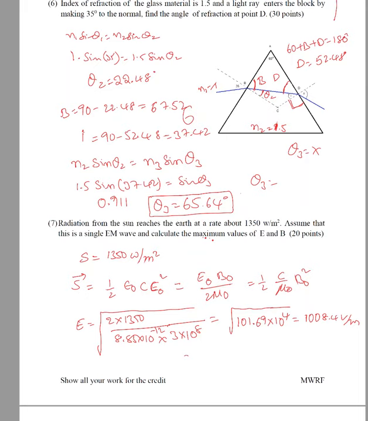Now I know that C equal to E over B. So based on this, I can find B value by using this formula, or I can find it by using this formula too. So this is E naught. Basically, E naught is the maximum value. So B naught equal to E naught over C, which is 1008 over 3 times 10 to the power of 8. That value is, let me use the calculator. I have 3.36 micro Tesla. That is B naught.